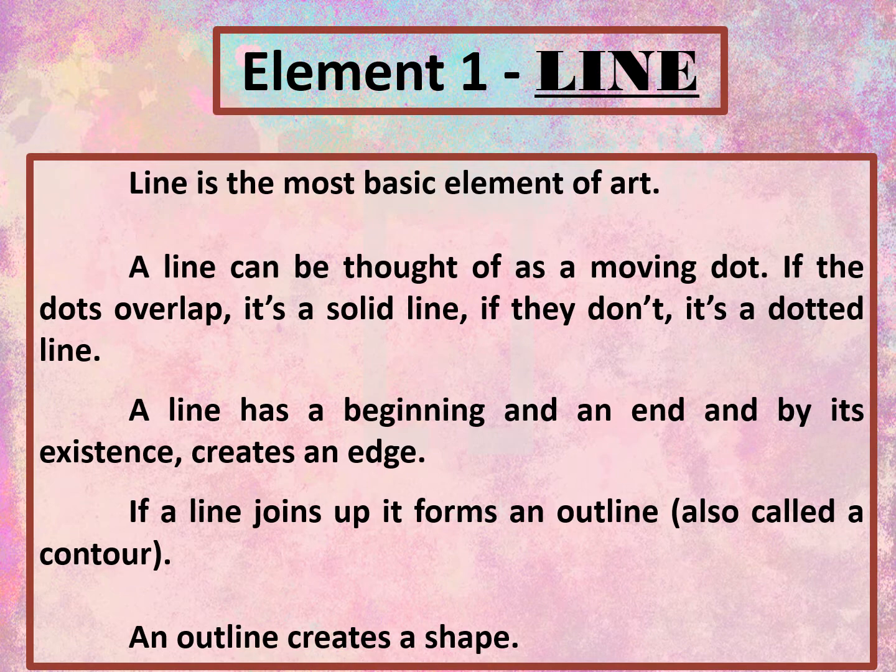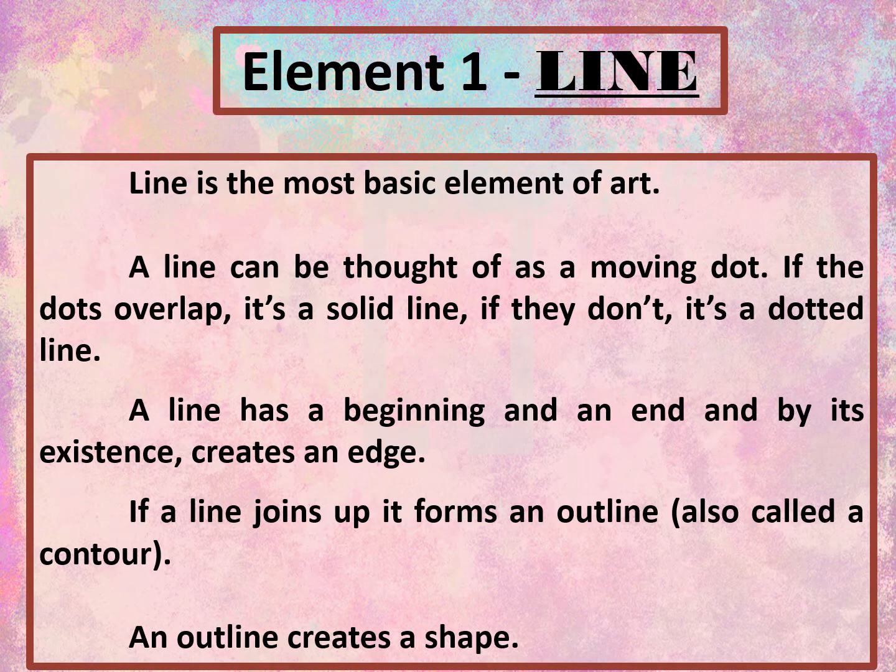A line can be thought of as a moving dot, right? If the dots overlap, it's a solid line. If they don't, it's a dotted line. A line has a beginning and an end, and by its existence creates an edge. If a line joins up, it forms an outline, also called contour. An outline creates a shape.